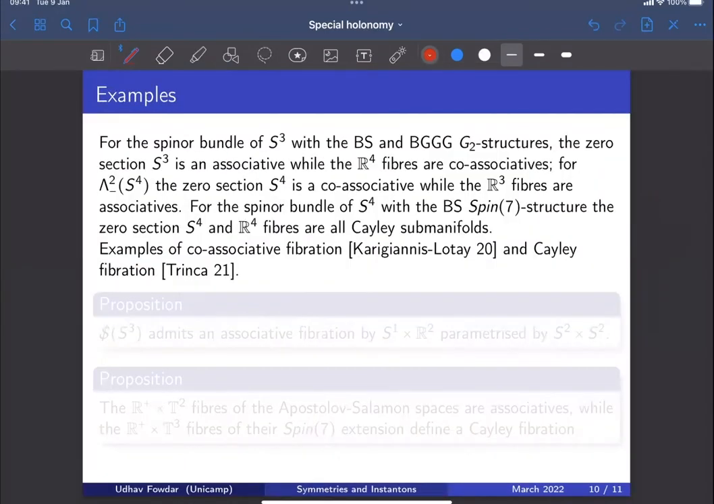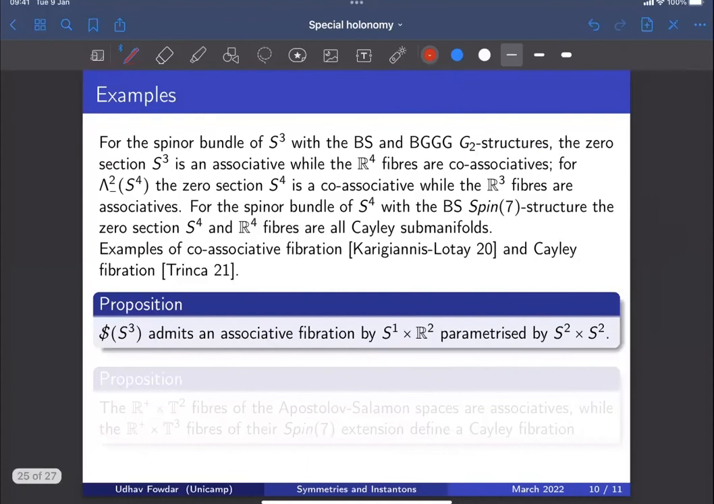For instance, we've encountered the spinor bundle of S3, which admits the Bryant-Salamon metric, but also a one-parameter family of G2 metrics from the work of Van Huber and collaborators. In this case, the zero section, which is an S3, is an example of an associative submanifold, whereas the R4 fibers are examples of co-associative ones. For the anti-self-dual bundle of S4, the zero section is instead a co-associative, and the R3 fibers now are associative submanifolds. In the case of Spin(7) manifolds, for instance, we've seen the spinor bundle of S4. In this case, the zero section, which is an S4, and the R4 fibers are all examples of Cayley submanifolds. More examples of co-associative fibrations were found in work of Spiro Karigiannis and Jason Lotay in 2020, and examples of Cayley fibrations for the Bryant-Salamon spaces were found in work of Federico Trinca more recently.